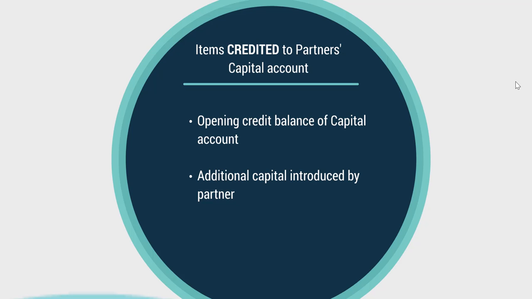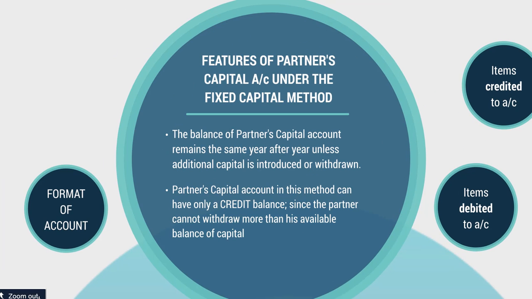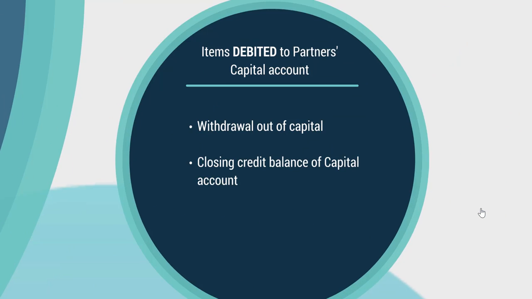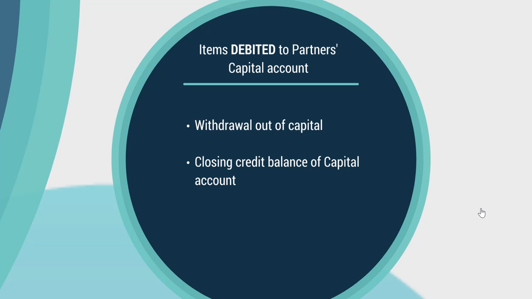Let's check out the items which are credited to the partner's capital account. The opening credit balance of the partner's capital account is brought down on the credit side. Any additional capital introduced by the partner is credited to the partner's capital account. As far as the items debited to the partner's capital account are concerned, any withdrawal out of capital and also the closing credit balance of the partner's capital account will come on this side.